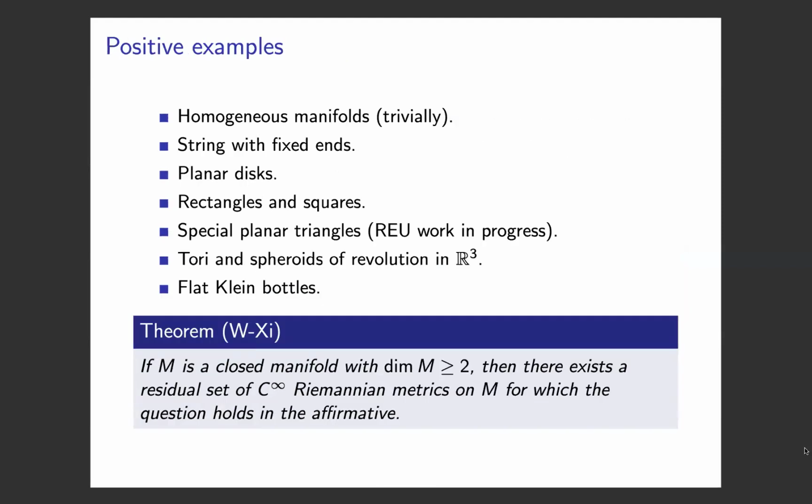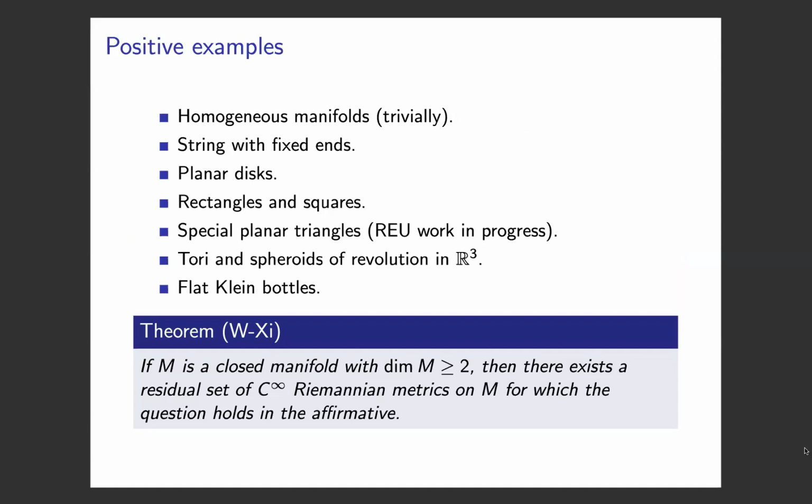So, talking about this question, there are a number of positive examples. All homogeneous manifolds, all manifolds that have a transitive action by isometries, answer this question in the affirmative trivially, right? So this has to do with circles, spheres, tori, anything like this.